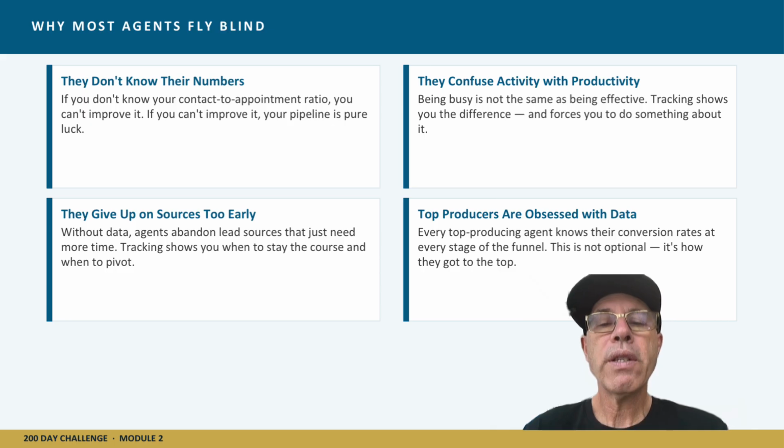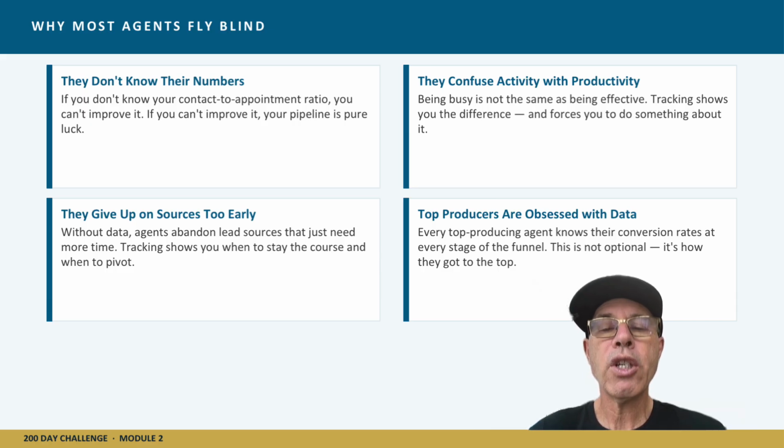There are 4 reasons most agents don't track their lead generation numbers and why it's costing them. Reason number 1 is they don't know their numbers. If you don't know your contact to appointment ratio, you can't improve it. If you can't improve it, you're essentially hoping. And hope is not a business strategy.